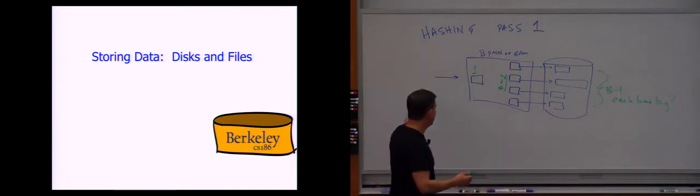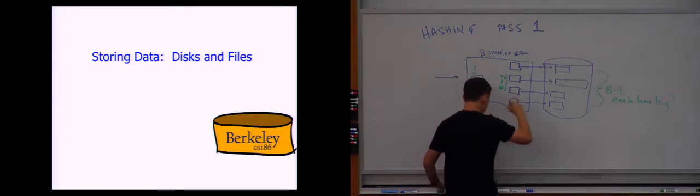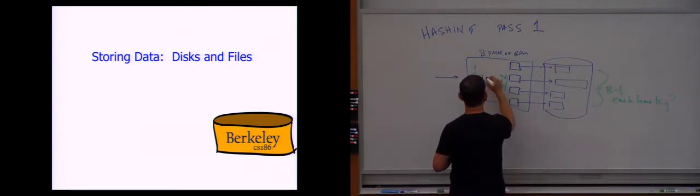Okay? So we've taken our input stream, we've used the hash function h sub p, and we've partitioned it into these different partitions, right? So h sub p tells us which partition to go to.